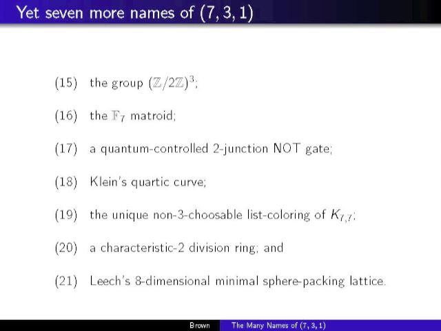And, remarkably, Leech's eight-dimensional minimal sphere packing, which shows up in this other book. This book. Yeah. 7 times 3. 21 names. And there are more. But I won't bore you with them. I'll bore you with something else.